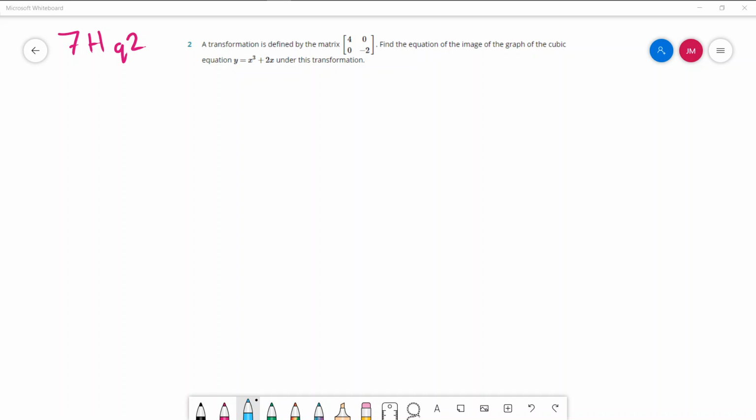Let's look at an example from 7H. Previously we've looked at how we write transformations in terms of matrices, and for 7H we've actually been given a transformation matrix and then asked to apply that to a given equation. So for this first one, we've been given the transformation matrix 4, 0, 0, negative 2, and then asked to apply that to the equation y equals x cubed plus 2x.